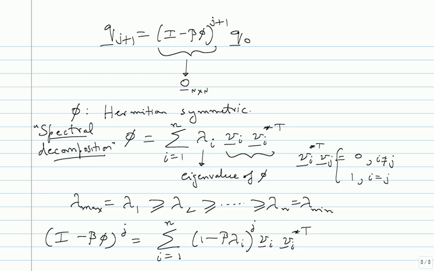So this gives you a nice handle on figuring out when this matrix will tend to zero. When will it tend to zero? All the 1 minus beta lambda i should be less than 1 in magnitude. If I choose my beta so that 1 minus beta lambda i, for all of them, are less than 1 in magnitude, eventually this thing will tend to 0. That's the simplest possible explanation you can come up with.